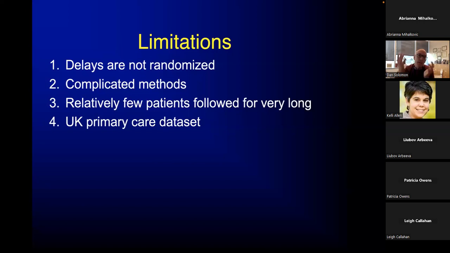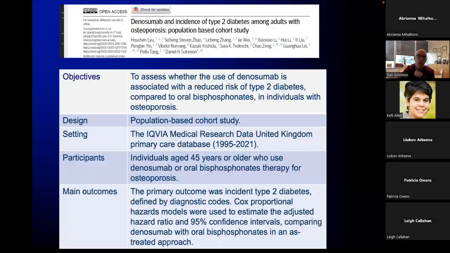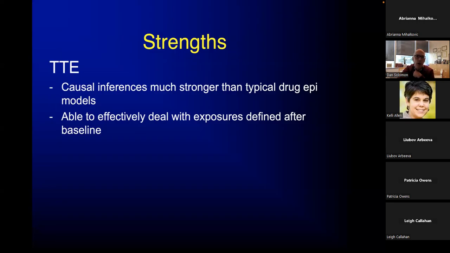And it's a UK primary data set. Does it not apply to the US? I don't know. It probably does. Does it apply to other populations, Asian populations, South American, African? Maybe not, based on genetics, et cetera. So strengths is really the strengths of the target trial emulation. Causal inferences are much stronger than typical drug epi models. And we were able to effectively deal with the exposure that was defined after the baseline, and with the multiple cycles of denosumab.